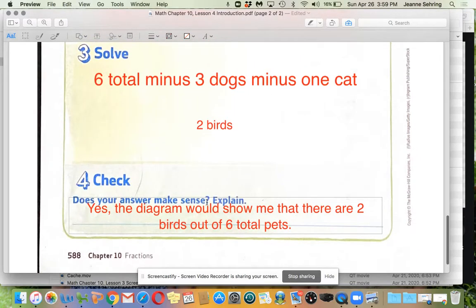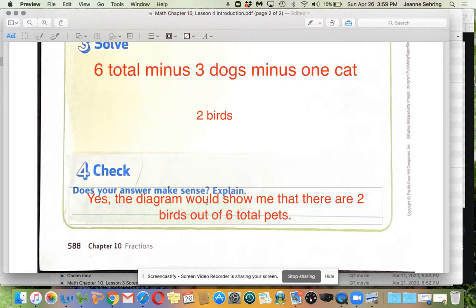I would like for you guys to go on and work on page 589 and 590 and work all the problems there. There's 10 word problems, and they're all very similar to this.